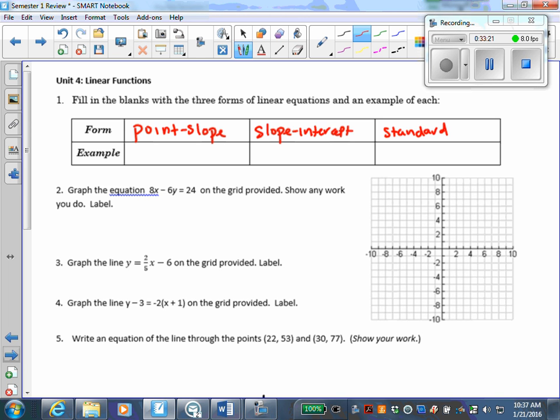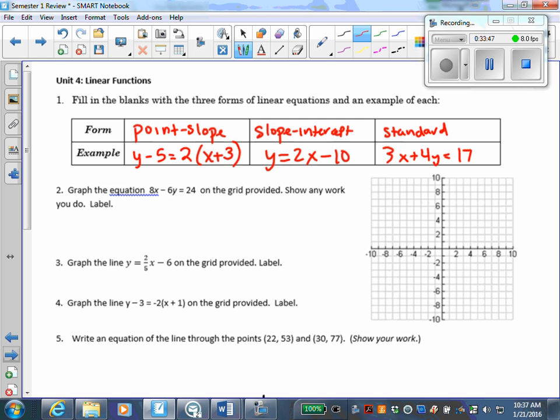Point slope goes y minus y1, which I'm just going to call 5, equals slope, I'll say is 2, times x minus x1, which could also end up being x plus 3, let's say. Slope intercept form is y equals mx plus b, so I'm going to say y equals 2x minus 10. You could use other numbers. Standard form, I'm going to say 3x plus 4y equals 17. ax plus by equals c.